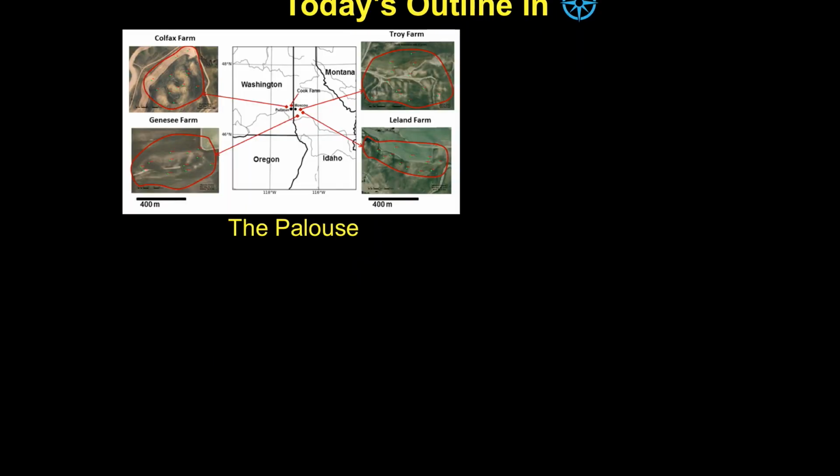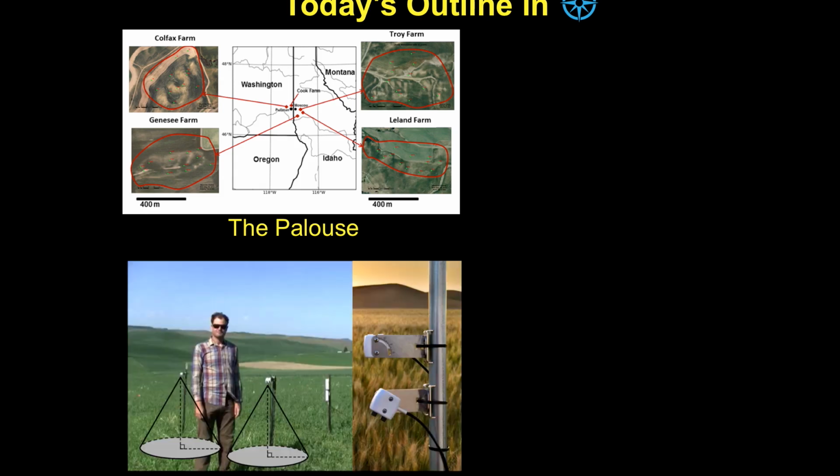So today's outline in space. All this research I'm going to be talking about today was done in our local region called the Palouse, which is a hilly, highly heterogeneous agricultural area in eastern Washington and northern Idaho. Our research is focused on 5 farms, but the research I'm going to talk about today is focused at the Cook Agronomy Farm near Washington State University.